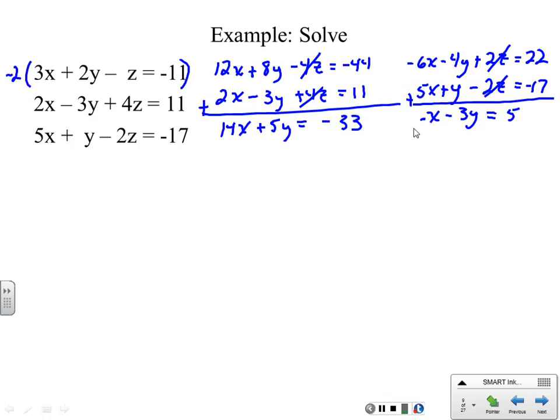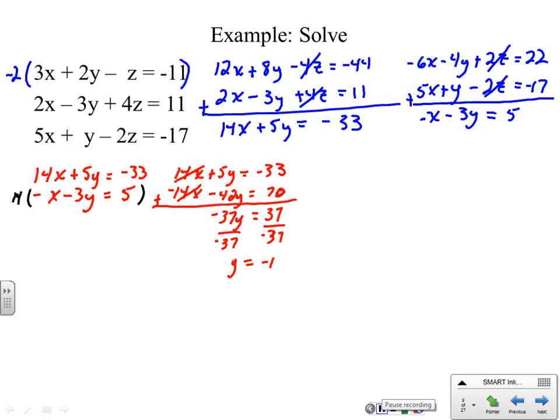I've made a 2 by 2. Let's write that 2 by 2 down. I have 14x plus 5y is equal to negative 33, and I have negative x minus 3y is equal to 5. You know how to do this. You know how to solve a 2 by 2. We just worked, I don't know how many problems. Okay? Solve this 2 by 2. Go. You know how to do this.